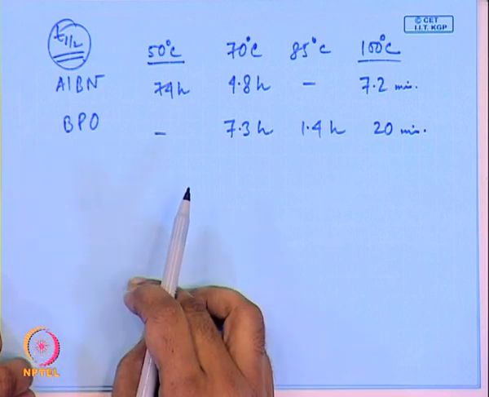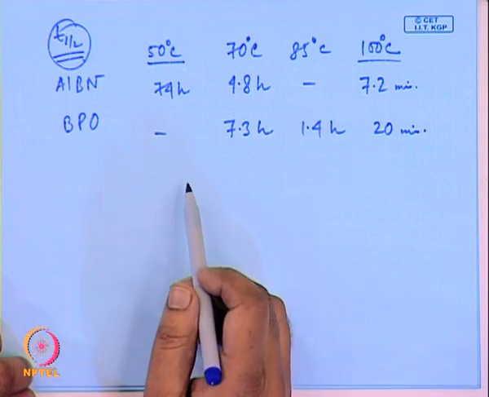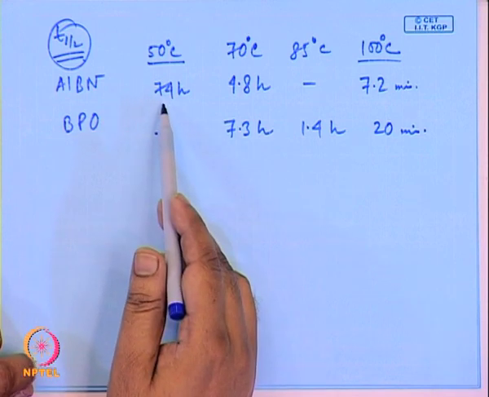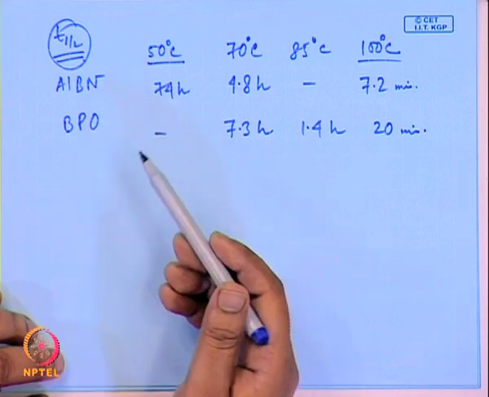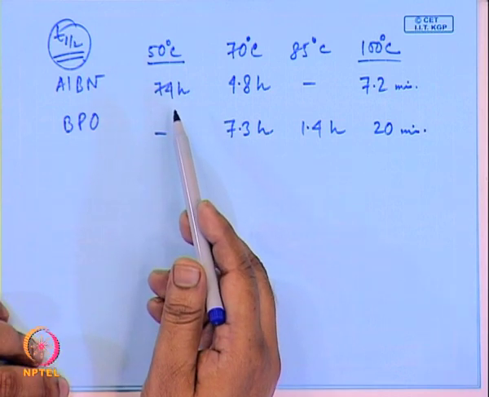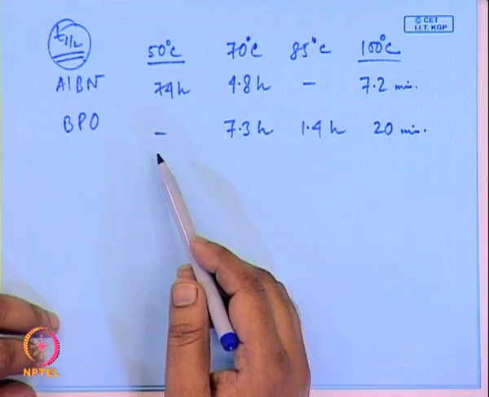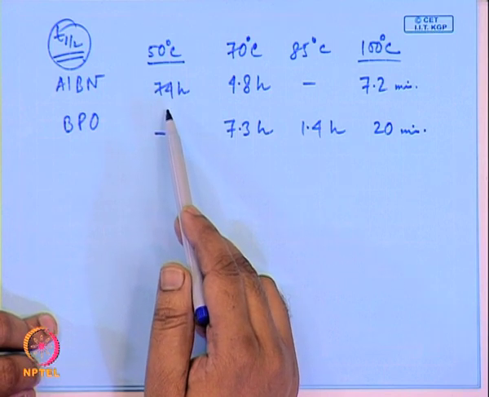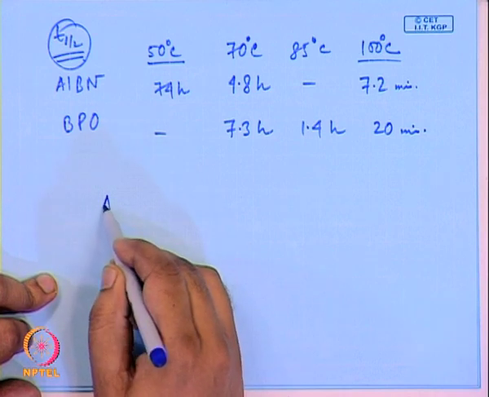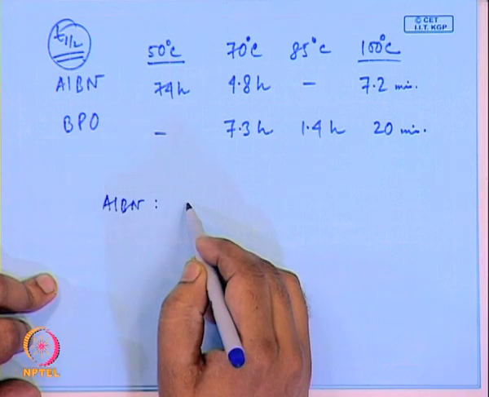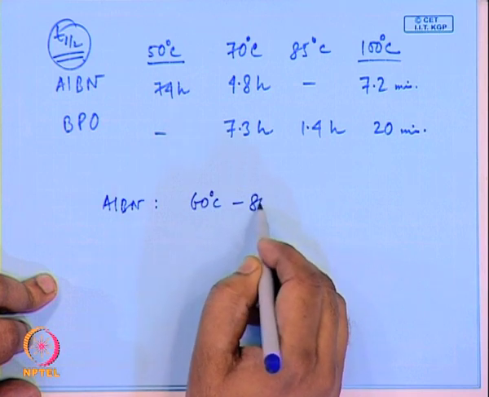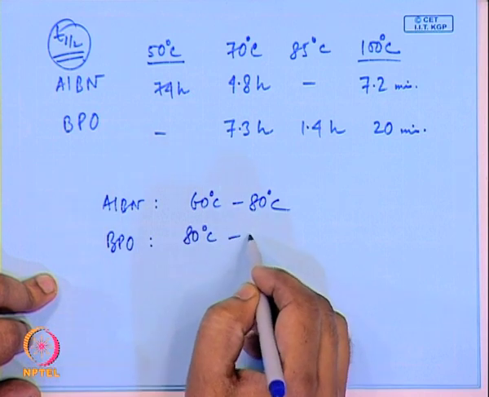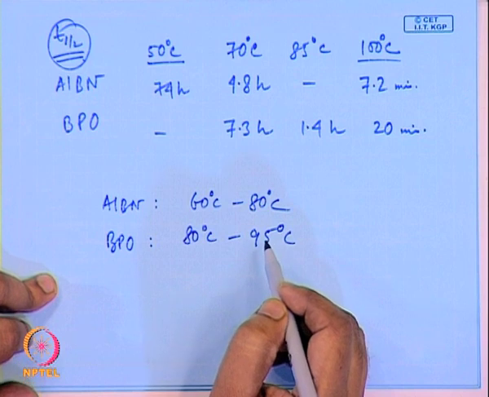So, you can imagine your reaction is very fast, whereas if you do it at 50 degree centigrade, then even after 74 hours, almost like 3 days, only half of the initiator is dissociated to form radicals. That means it is too slow a reaction at 50 degree centigrade. So, AIBN is typically used at around 60 to 80 degree centigrade, and the typical reaction temperature for benzoyl peroxide is between 80 to 95 degree centigrade.